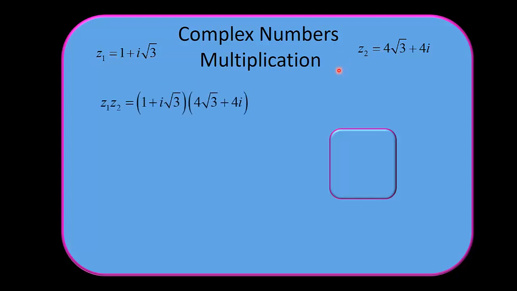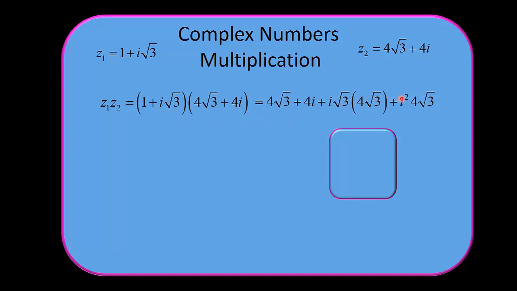There's nothing tricky about it, really. If you just take z1 times z2, it's very intuitive. And then you use your distribution, right? 1 times 4 squared is 3, plus 1 times 4i, and so forth. And you get this. Some people would call this FOIL, right? We just multiplied this out.